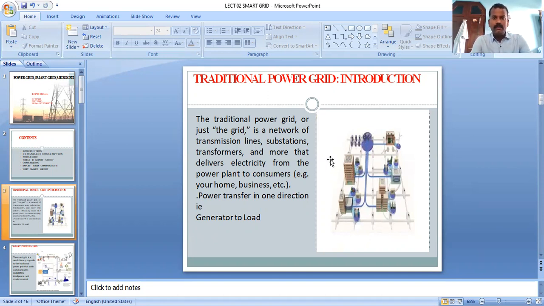In this conventional power grid, power generated at a generating station is fed into the networks and it's delivered at load. Simply power flow from generating station to load end. There was no smart sensor, there is no smart meter, there was no intelligence in the network. Simply power flow in one direction from generating end to load end.